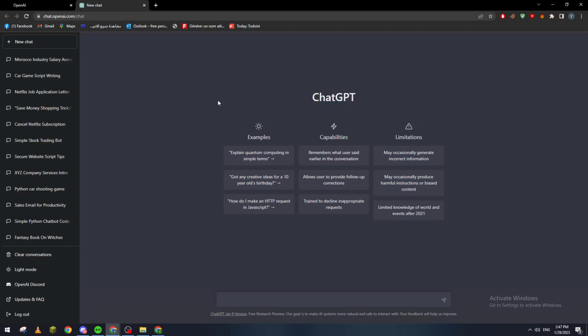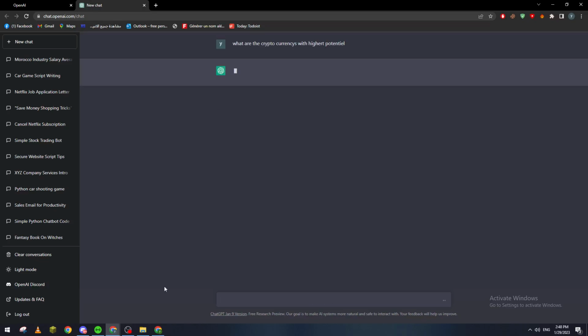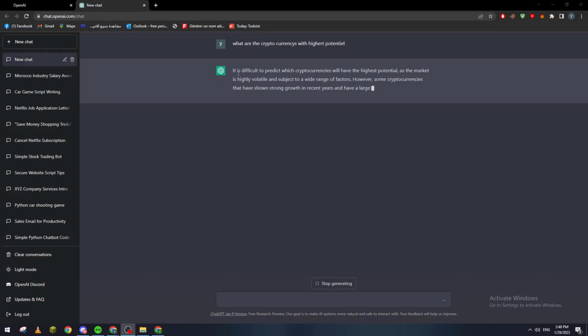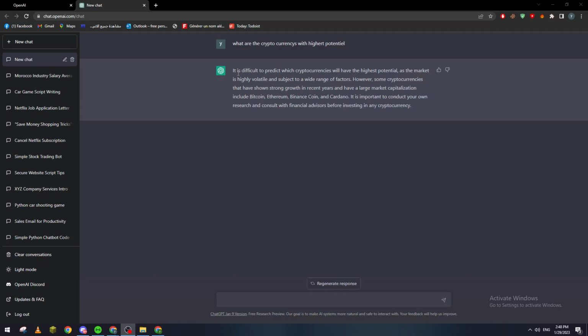Now, after we came to this page, let's talk about, for example, what are the cryptocurrencies with higher potential. So as you can see now, it will start giving us some information. It is difficult to predict which cryptocurrencies will have the highest potential, as the market is highly volatile and subject to a wide range of factors. However, there are some cryptocurrencies that have shown strong growth in recent years. So there is Bitcoin, Ethereum, Binance Coin, and Cardano.